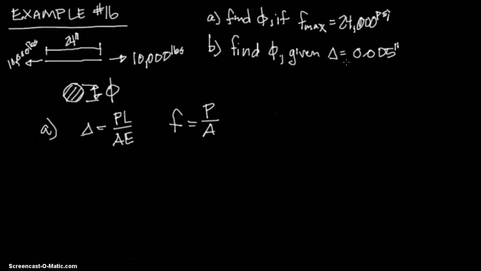What do we know? We're looking for the diameter. We know the stress, so we'll plug in the stress right here, and we know P. So if we know the stress and we know P, we can get A, correct? Yeah, sure, that makes sense. So let's go ahead and do that.